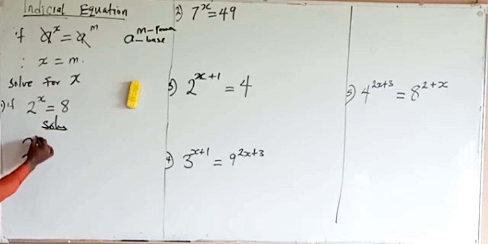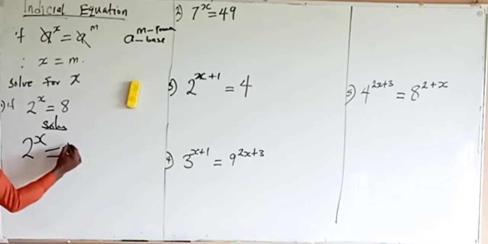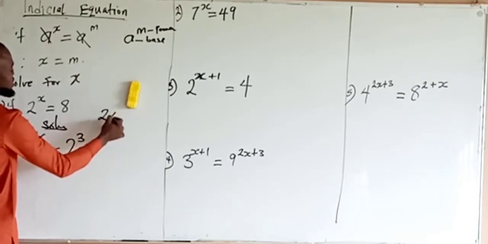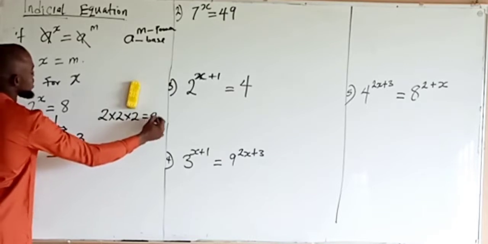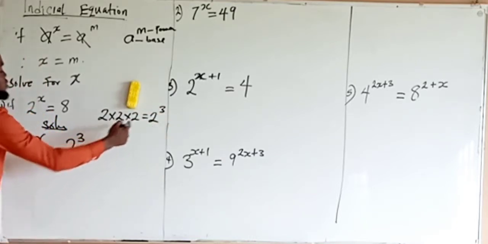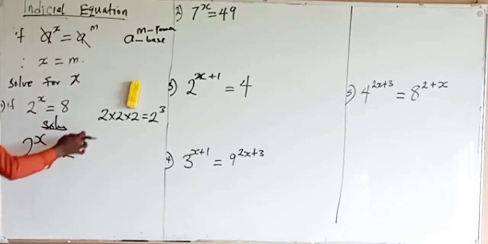We have 2 raised to power x. That's what we're having. Then we check: can we raise 2 to any power at all and the answer will be 8? Yes. What can we raise 2 to that will give us 8? If I raise 2 to the power of 3, the answer will be 8. Let's check. 2 raised to power 3 is 2 times 2 times 2, which is 2 raised to power 3. That's what it means. So 2 times 2 is 4, and 4 times 2 is 8. So 2 raised to power 3 means 8.